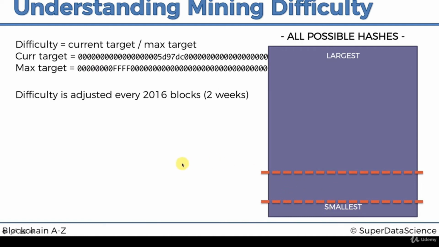And so how do we understand difficulty on an intuitive level? Difficulty is the current target divided by the max target, right? So it's basically how high is this line, divided by how high is that line. What it's telling us is how much harder it is now to mine a Bitcoin compared to what it was at the very start. So how much harder has it gotten to mine a Bitcoin? That's exactly what difficulty says.